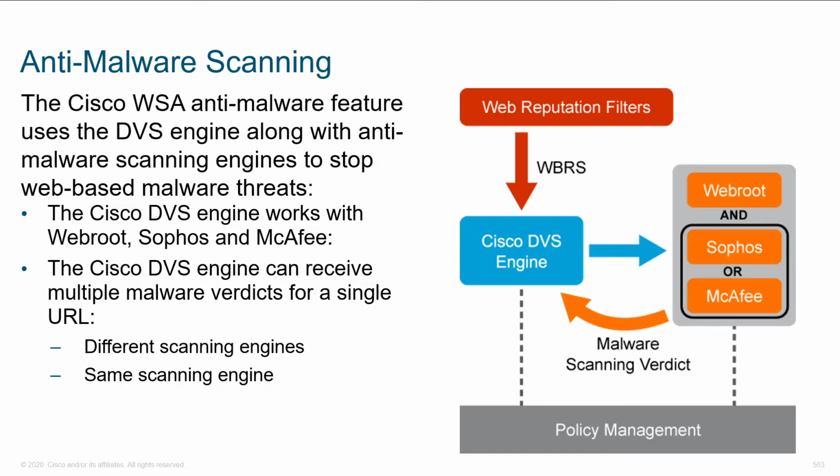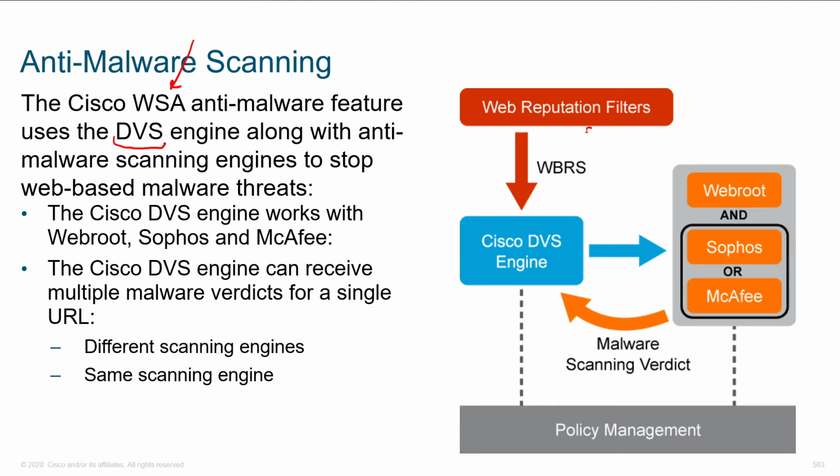As far as anti-malware scanning, the Cisco WSA anti-malware, and again, this is our web security appliance, uses something they refer to as the DVS engine. This is going to help us look at traffic and then basically pass it off to the other engine for additional scanning and then get that response back, which is going to give us a verdict on the maliciousness of this particular file, right?